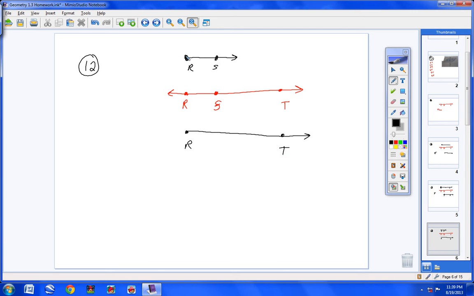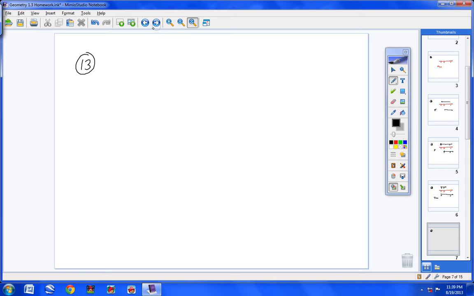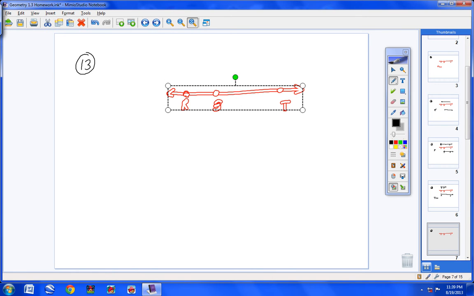Look at this ray. What is this endpoint? R. Does it go this way? Yes. Does it continue on and on? Yes. Look at this ray. Doesn't it have the same endpoint? Yes. Doesn't it continue in this direction, going the same way? Yes. Those two rays are identical. True. Not super easy to see, but that is true. Definitely.